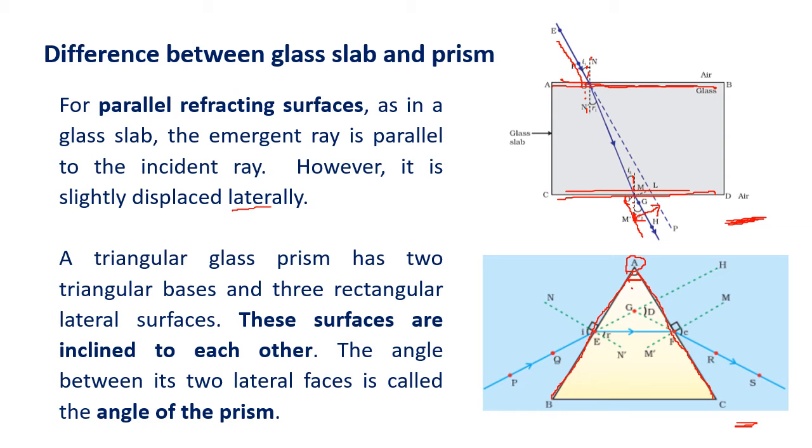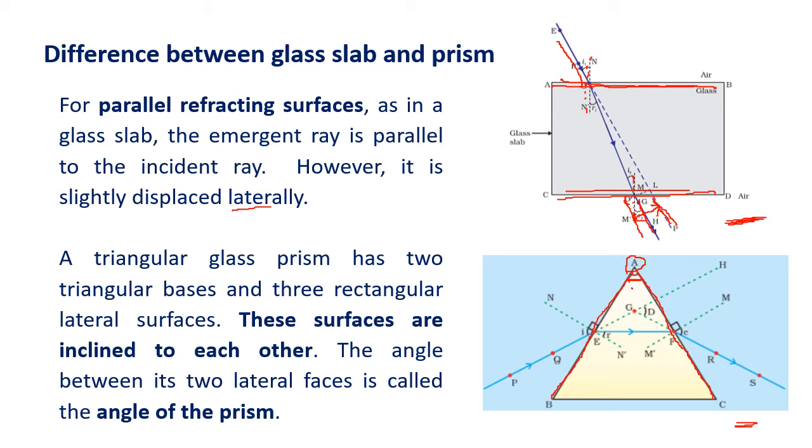Lateral displacement occurs because the incident ray and the emergent ray are parallel. Now we did in the previous chapter, lateral displacement depends upon the angle of incidence, the thickness of the glass slab and the wavelength of the light. You can revise it one more time.